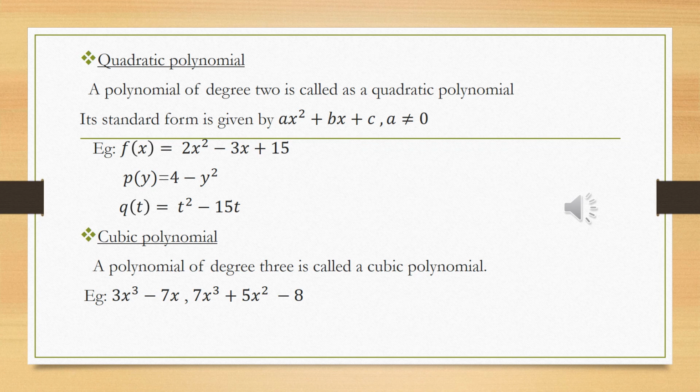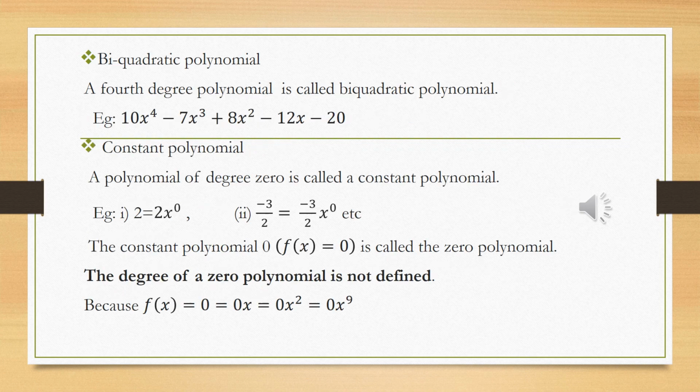A polynomial of degree 3 is called a cubic polynomial. Examples: 3x cube minus 7x, 7x cube plus 5x square minus 8. In both examples, we can see the variable is x and the highest power is 3. Biquadratic polynomial. A polynomial of degree 4 is called a biquadratic polynomial. Example: 10x raised to 4 minus 7x cube plus 8x square minus 12x minus 20.